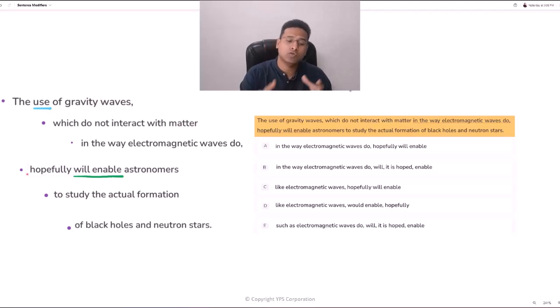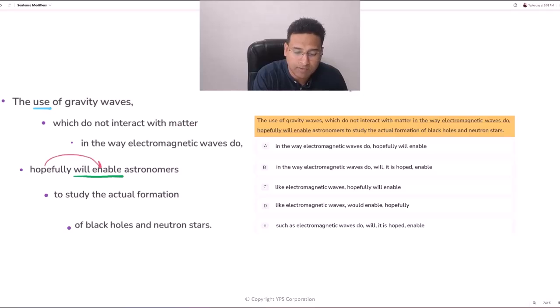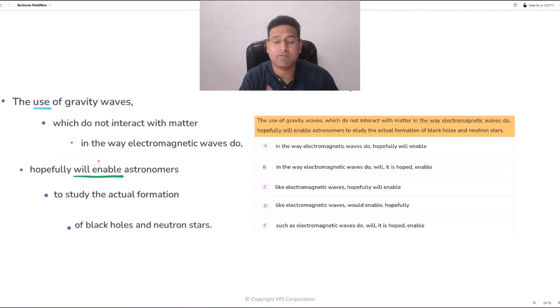Do we want the use of gravity waves to, in a hopeful manner, enable astronomers to study the actual formation? Are we trying to modify enabling with hopefully the way any other adverb would, such as quickly, successfully? No, right? Hopefully clearly is the emotion, or it represents the feelings of the author. Who's the person who's hoping for this? The author is hoping for this.